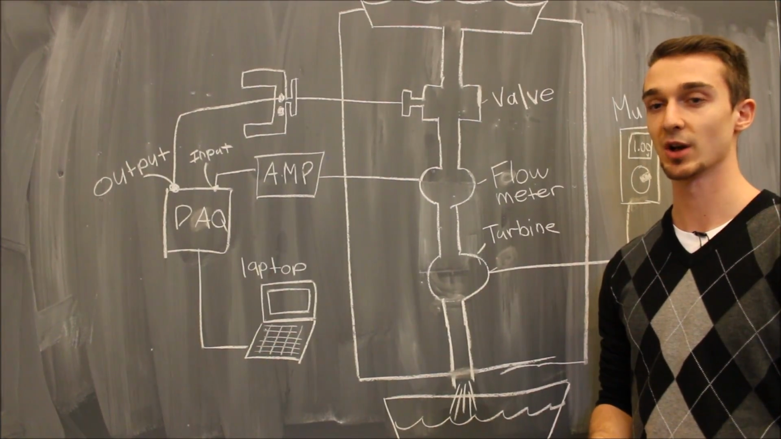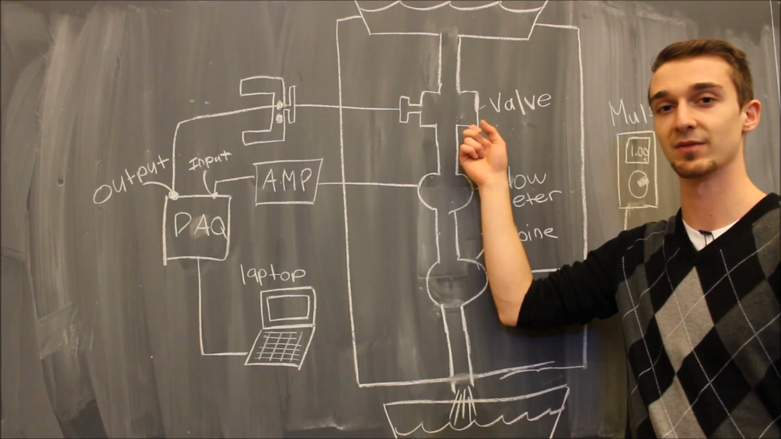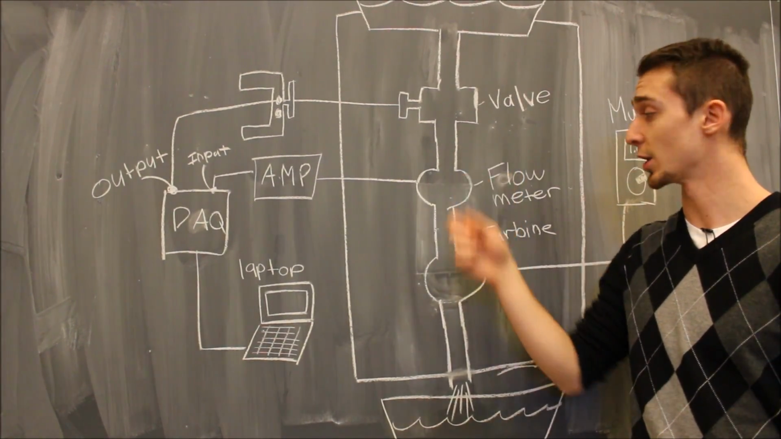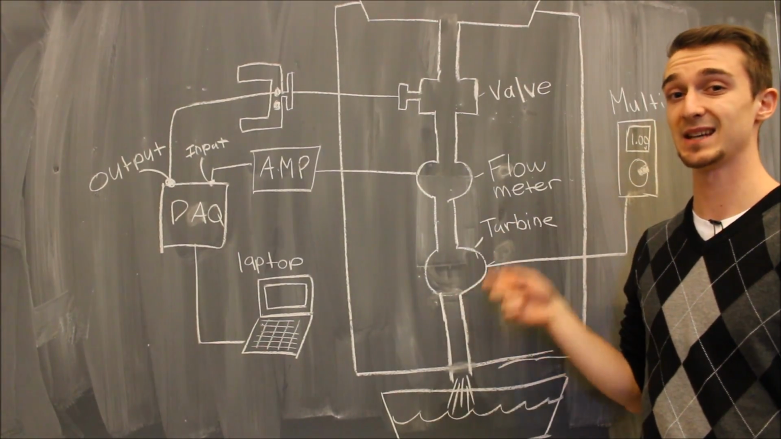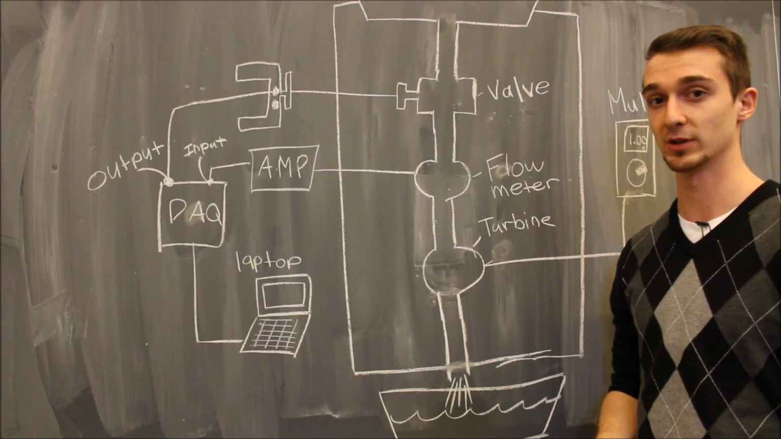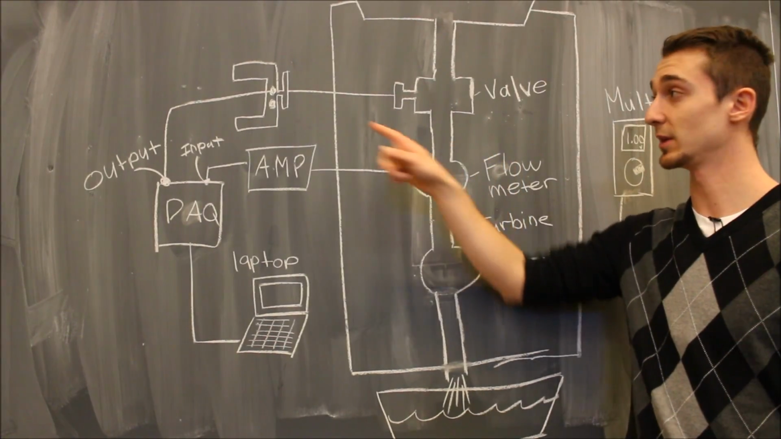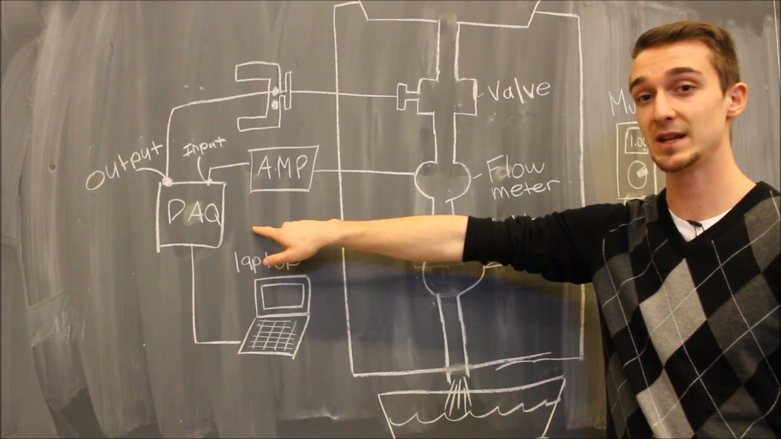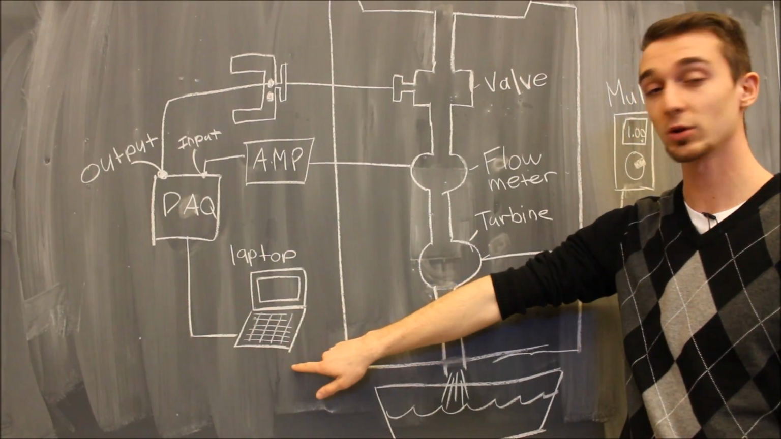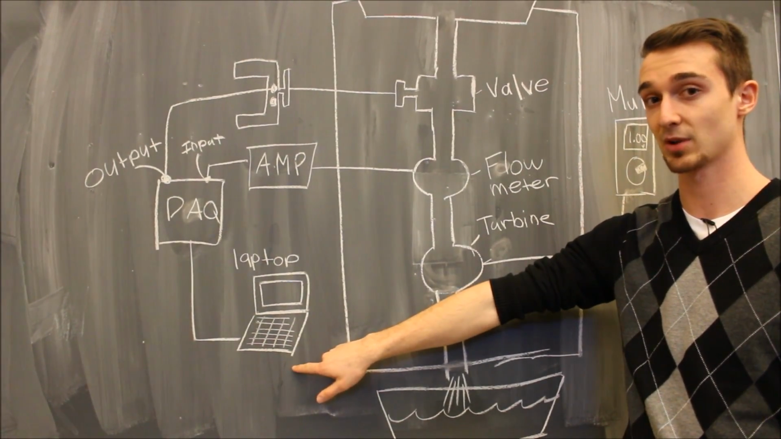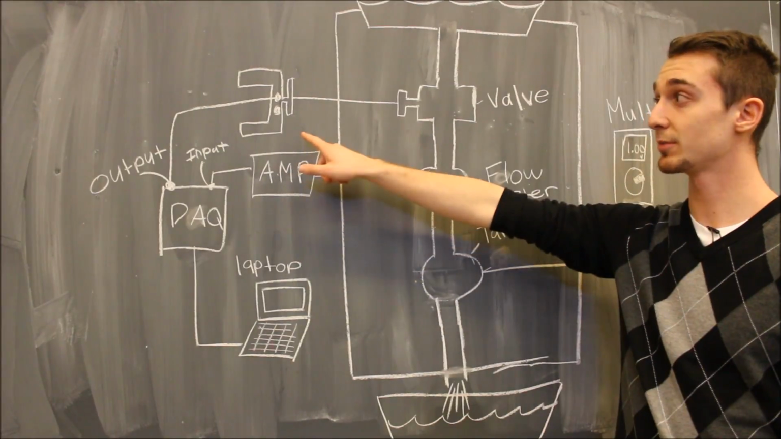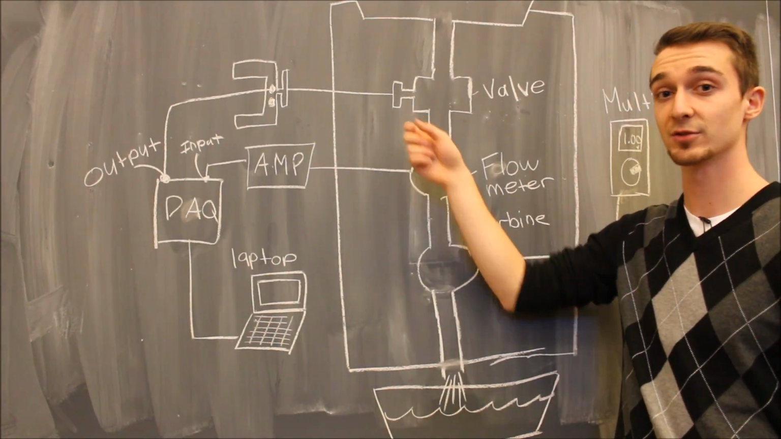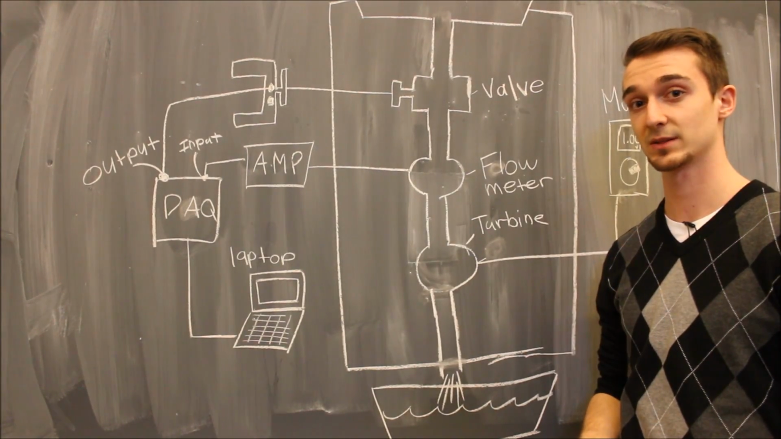So you might ask yourself, why do we need this little restricting valve here? Well, that's going to allow us to control different flow rates so that we can measure them and see how they're going to relate to our output voltage. The restricting valve is going to be controlled by a Quanser motor. The Quanser motor is going to be hooked up to a DAQ so that we can control its position with the laptop here. Controlling the position of the Quanser motor is going to allow us to control this valve so that we can have different flow rates.